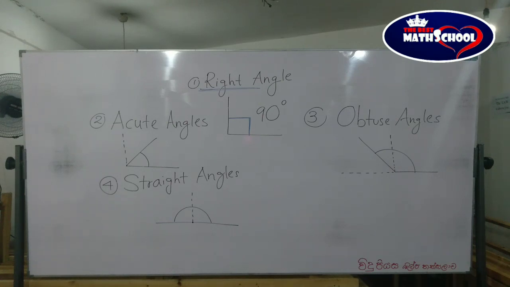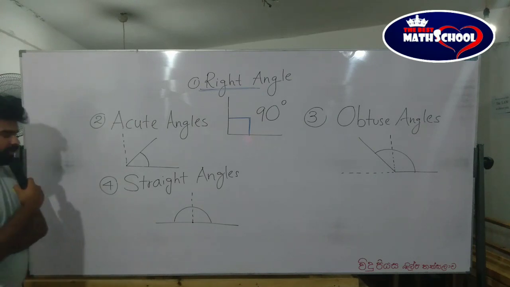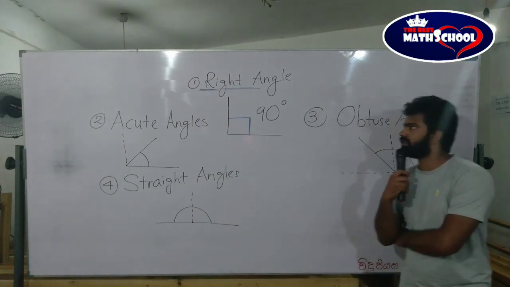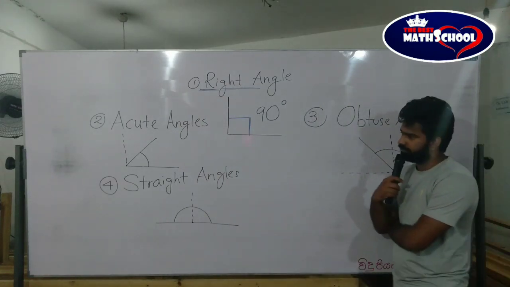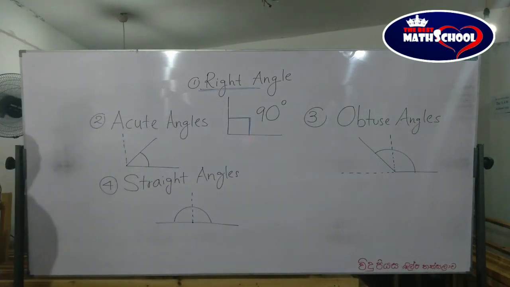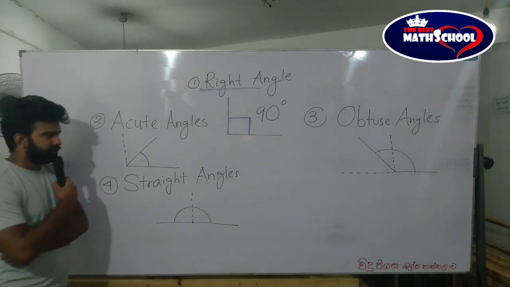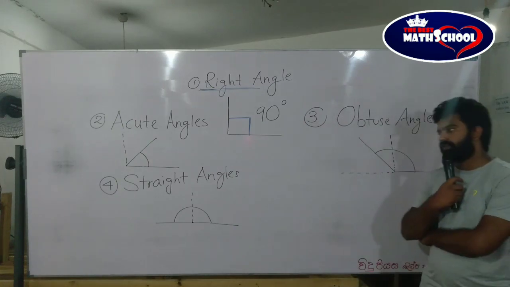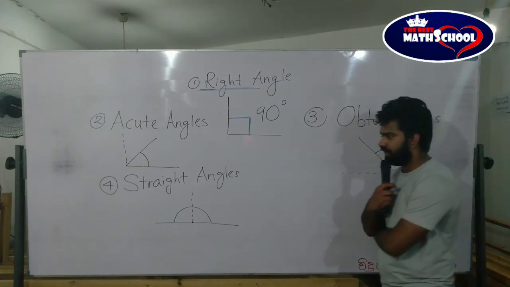The angles which are equal to 2 right angles are known as straight angles.